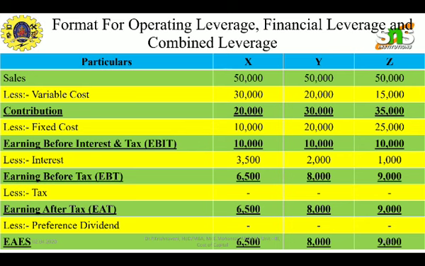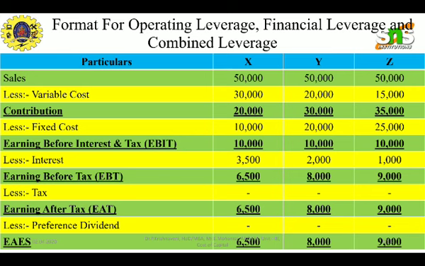Then contribution less fixed cost, we get the earning before interest and tax, that means EBIT. Then 20,000 minus 10,000 is 10,000, 30,000 minus 20,000 is 10,000, 35,000 minus 25,000 is 10,000. So the 10,000 is common for all the firms X, Y, Z. Your earning before interest and tax is 10,000 for X, Y, Z.